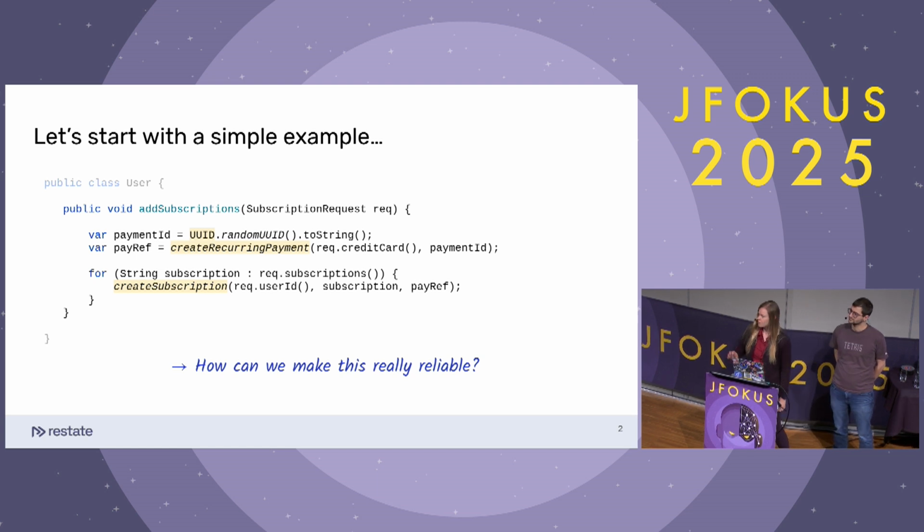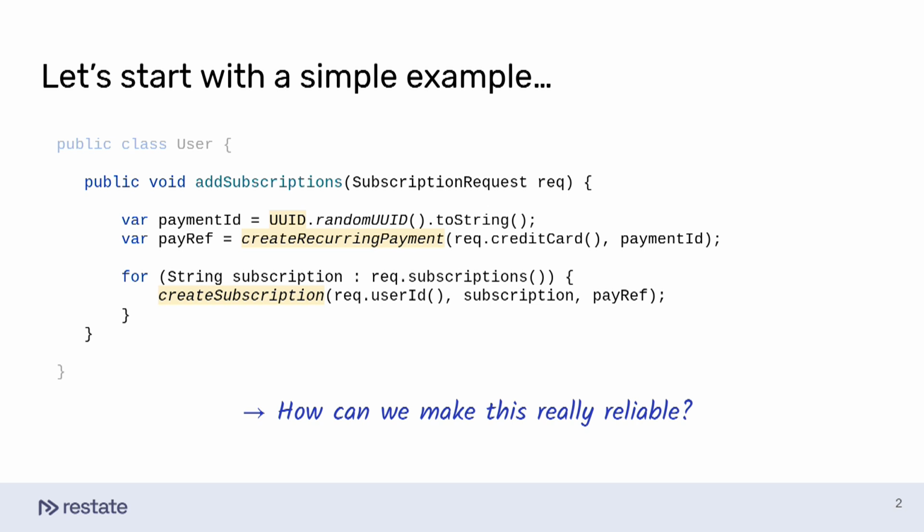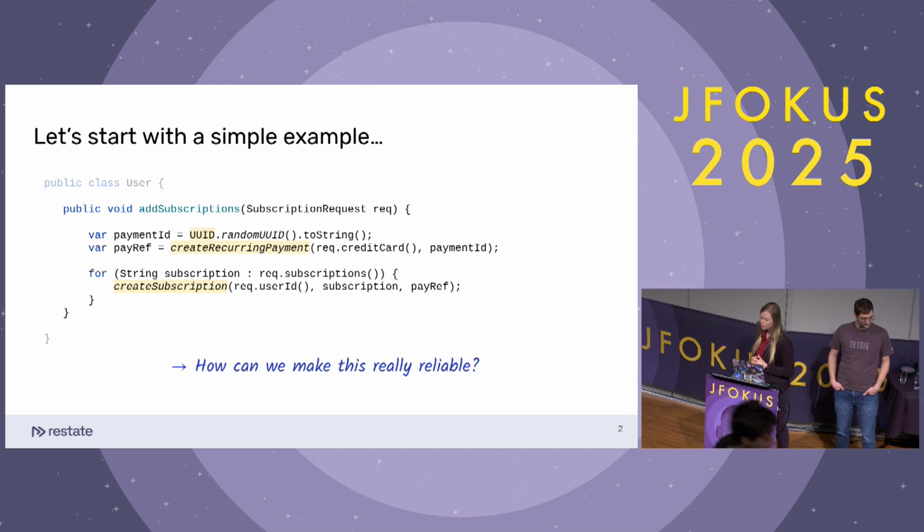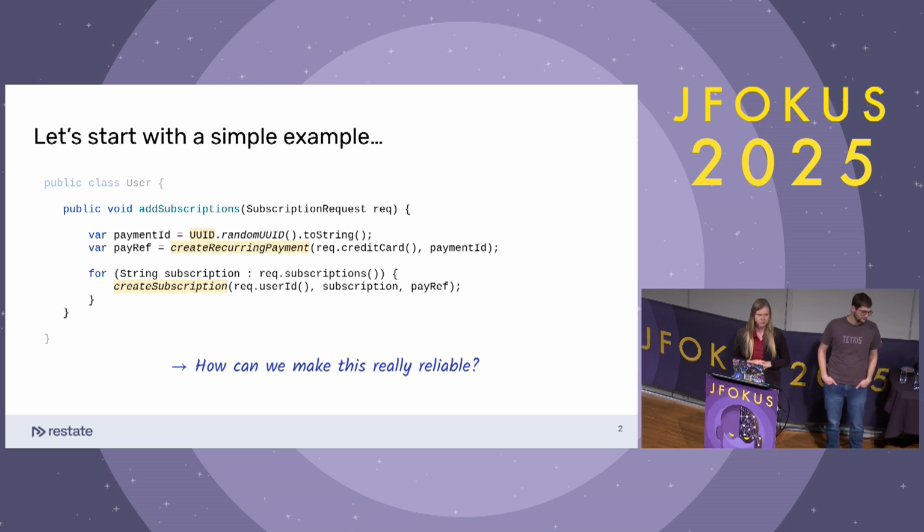So we have here a small code snippet. Imagine we have somewhere a UI where a user can create a set of subscriptions to some streaming services, for example Netflix, Disney, Prime, this kind of thing. When the user clicks checkout, we want to create a recurring payment so that the user pays every month for this set of subscriptions, and we want to actually create each of these subscriptions. So it's almost 3 lines of code, but how can we actually make this reliable?